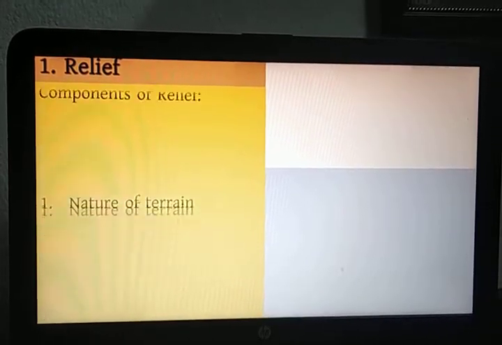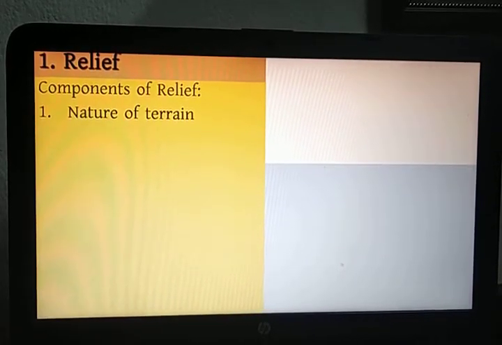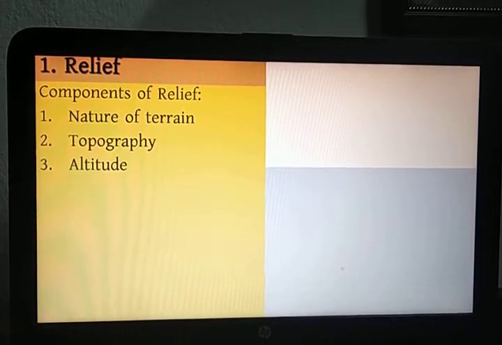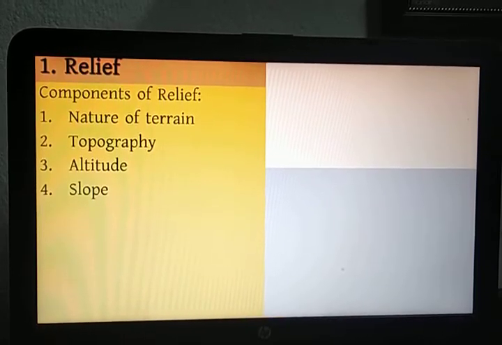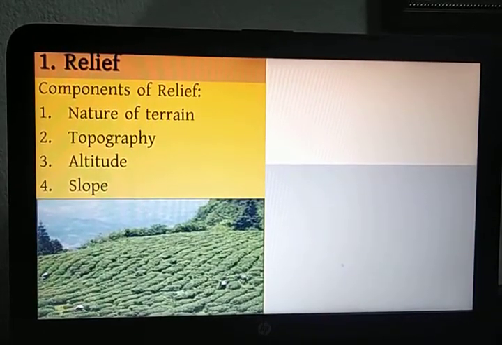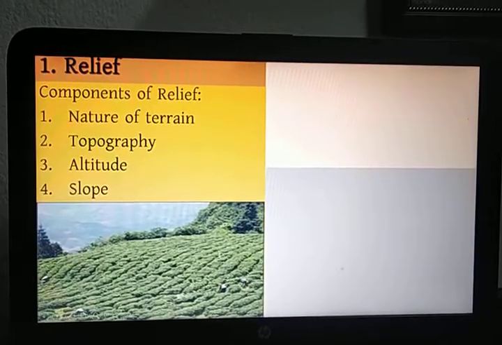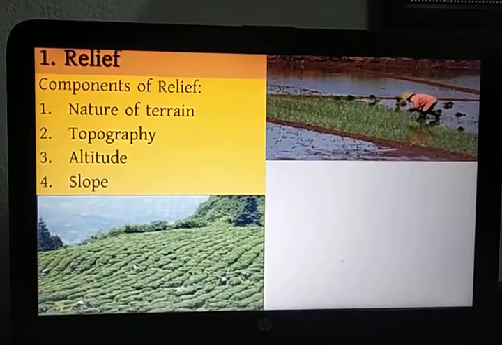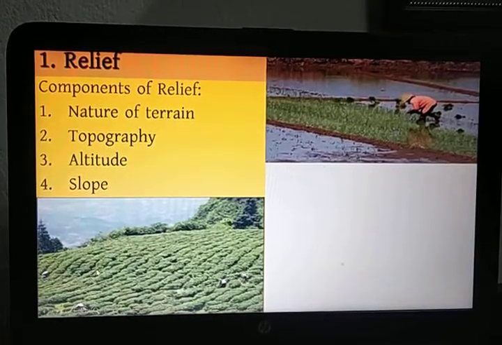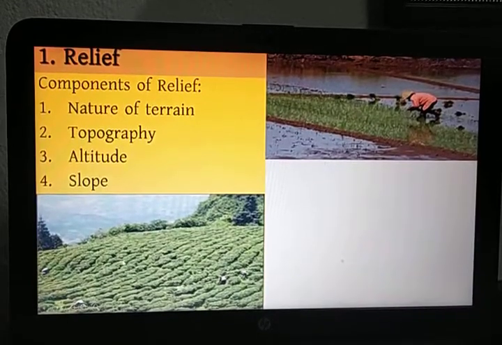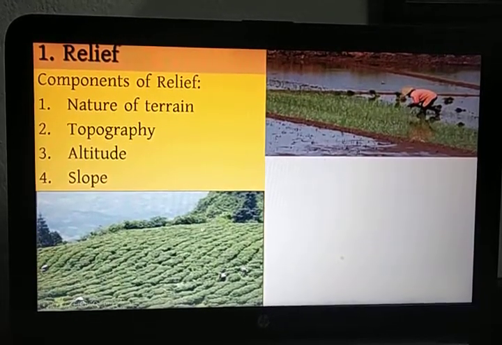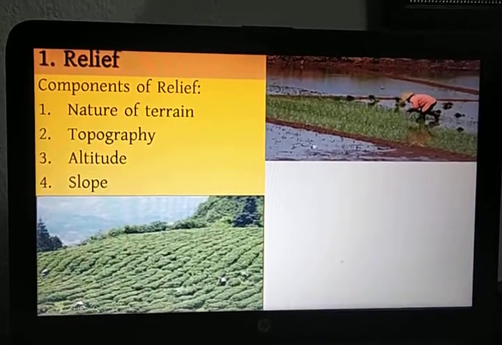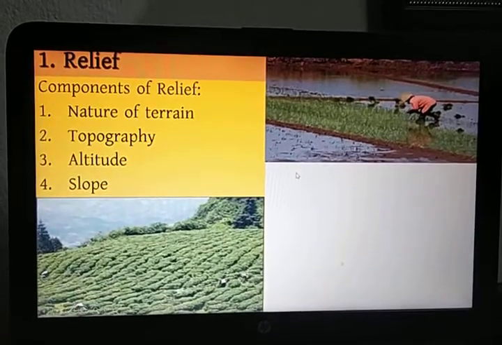That is, first one is relief. What are the components of relief? Nature of terrain, topography, altitude, and slope. So here there are two slides or two pictures. One is the tea garden which has been developed on terrain which is sloping or inclined, and this one is the paddy field which is even topography or plain.